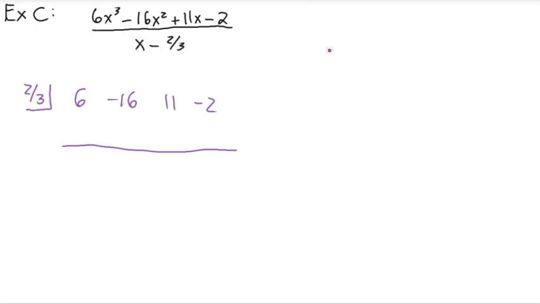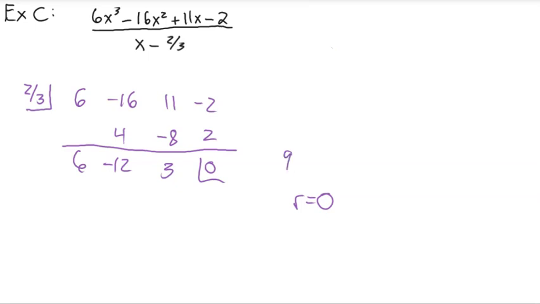We're going to bring the 6 below the line. 6 times 2/3, well, 2/3 of 6 is 4. So we're going to put that here. 4 plus negative 16 is negative 12. Negative 12 times 2/3, 2/3 of negative 12 is negative 8. Negative 8 plus 11 is 3. 3 times 2/3, well, 2/3 of 3, that's 2. And 2 plus negative 2 is 0. And look at this, good news. We got a remainder of 0. We love it when we get a remainder of 0, by the way.